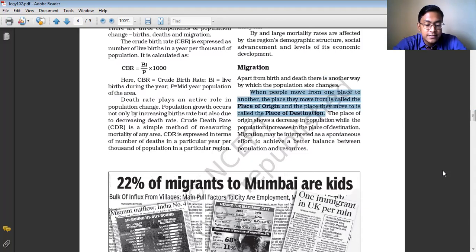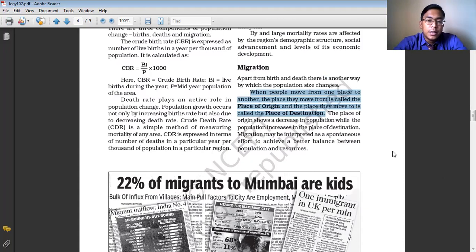So presently he is staying in Siliguri. So this is the place of origin because he is migrating from where? He is migrating from Siliguri. So Siliguri is the place of origin. And where is this person migrating to? He is going to Kolkata. So Kolkata will be the place of destination. So the particular place from where the migrants migrate is known as the place of origin, and the place where they migrate to is known as the place of destination.